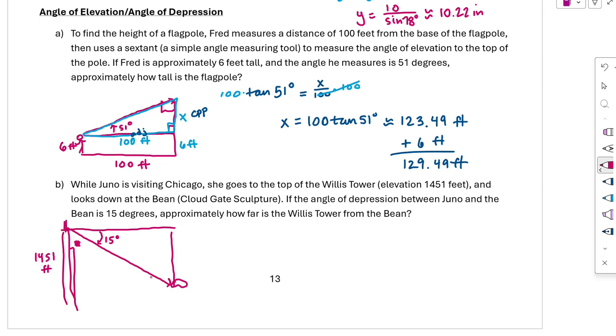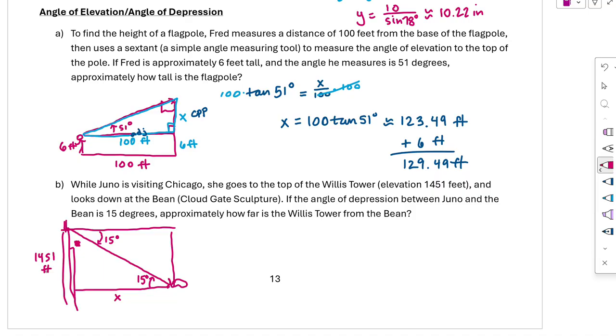Another way to look at this is if we're going to be finding how far it is from the bean to the base of the tower, in other words, this is x. So another way to look at it is if this is 15 degrees, and it's the angle of depression, the angle of elevation is 15 degrees as well. Imagine if someone was at the bean looking up at the top of the Willis Tower, that would be the same situation. So some people find it a little easier to use this triangle instead of the triangle that's all in the air.